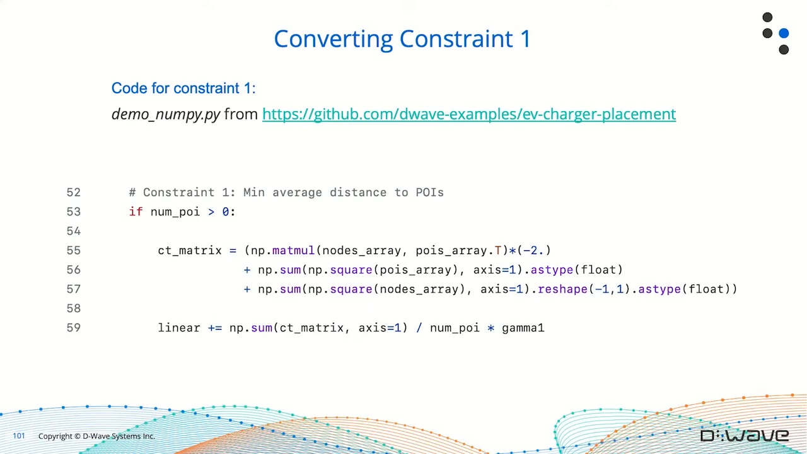Now, this code is available in our EV charger placement demo. We added it fairly recently, so there's now 2 demo Python programs in there, one that runs with the for loops and another that runs much more efficiently with NumPy. So if you want to see how the other constraints were implemented, you can go and take a look at that there.